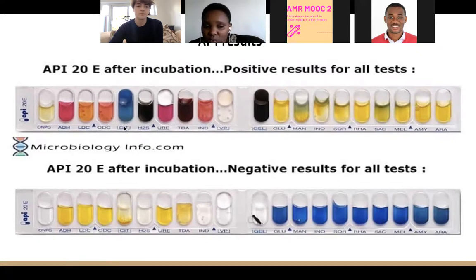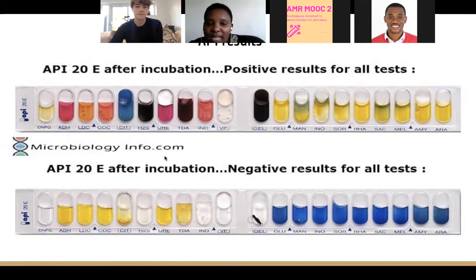reagent in the respective wells of the kit, you can observe the color change. And when you see the color change, you can know that your bacteria has grown and it is positive to this biochemical test. So at the end of the day, you can take the results and take them back to the chart. There is a chart which will help you to identify which is positive and which is negative.